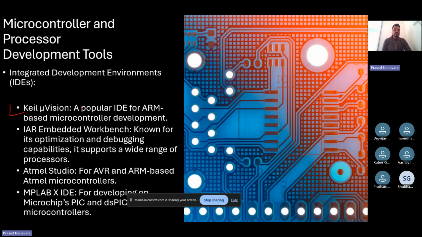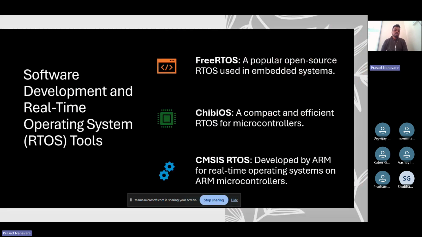Keil comes on top because it supports a very wide range of processors, and it creates code, supports, debugs and simulates code, so it does everything basically. But the other tools may be specifically only for compilation. They might only create the hex file, they may not show you the live ports and all, but Keil does it all. MPLAB is also good. MPLAB is not bad, but Keil is the best.